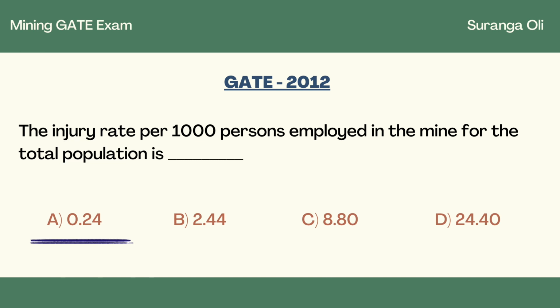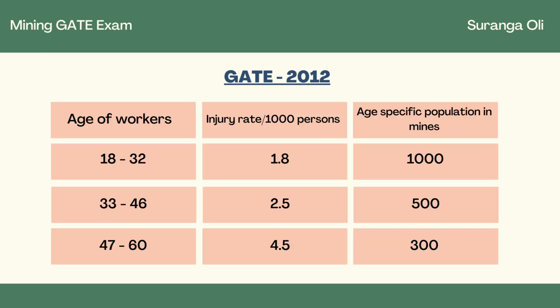Option A 0.024, option B 2.44, option C 8.80, and option D 24.40. In this question, they have given us the injury rate, and we have to find the total number of persons injured in each age group. Now let us take the first age group.